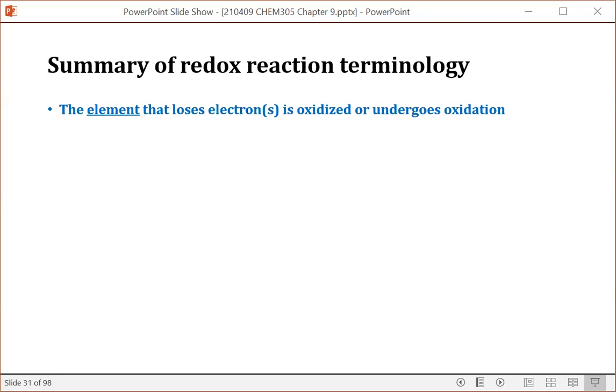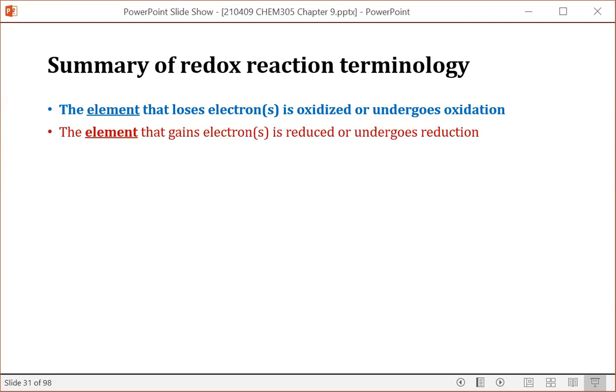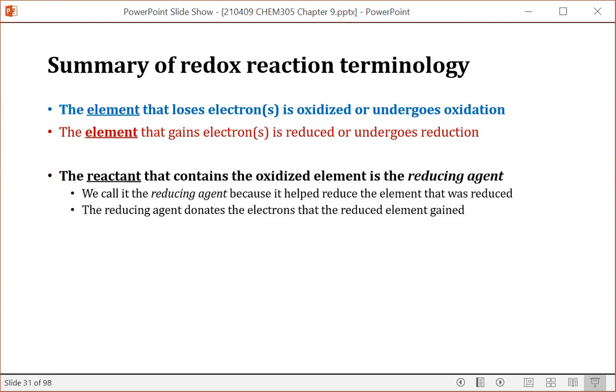Okay, so quick summary of redox reaction terminology. The element that loses electrons is oxidized or undergoes oxidation. That's LEO. Loss of electrons is oxidation. The element that gains electrons is reduced or undergoes the process of reduction. That's the GER part of LEO says GER. Gain of electrons is reduction.